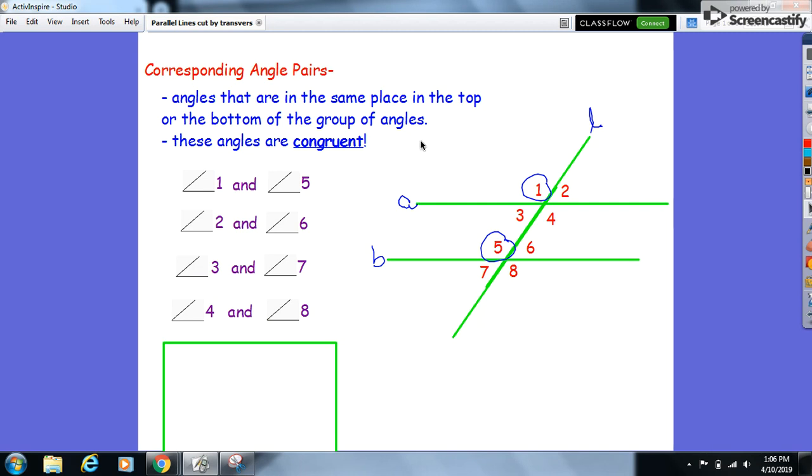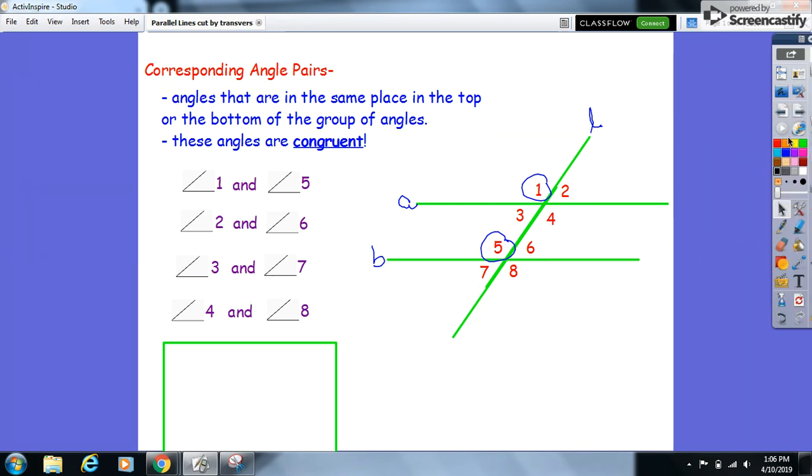Really important. The cool thing about these corresponding angle pairs is that if they are corresponding angles, they are congruent, meaning equal or the same. If angle 1 measures 110 degrees, that means angle 5 is also 110 degrees. So take a moment, pause this video, and get that important information written down.